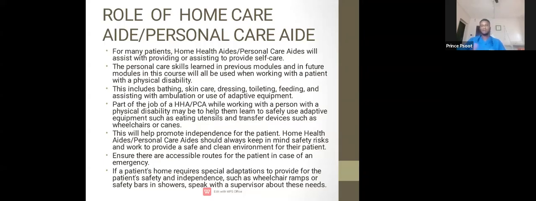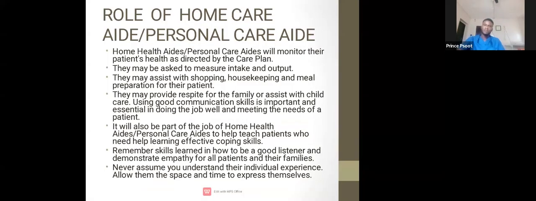So if the home of the patient requires this special adaptation to provide safety, you have to speak up about these needs because safety is important. Another thing here is home health aides or personal care aides, especially your PCA, will monitor their patient's health as directed by the care plan. So there's a plan, the care plan, so as directed, as instructed there, you will monitor the patient's health, the vitals, and the likes. They may also be asked to measure intake and output.